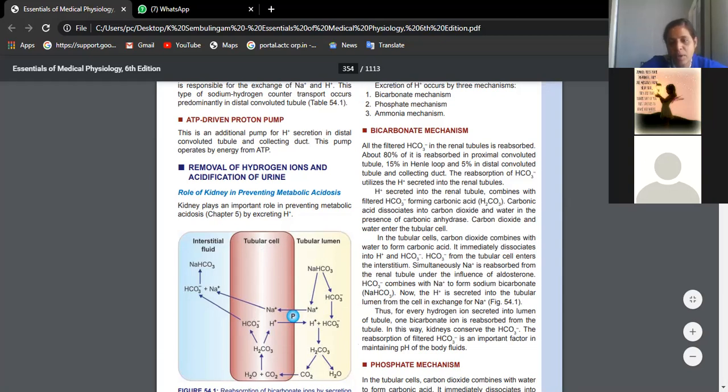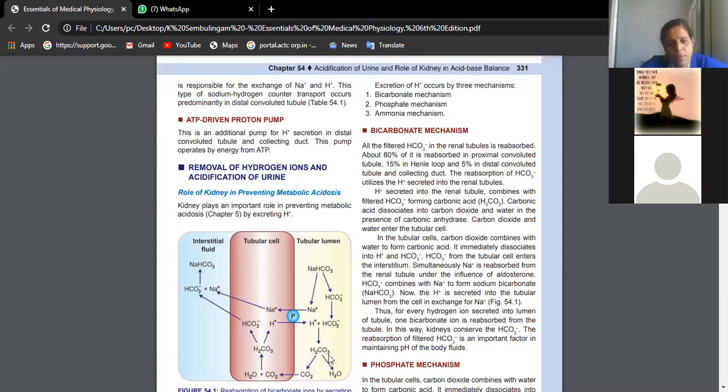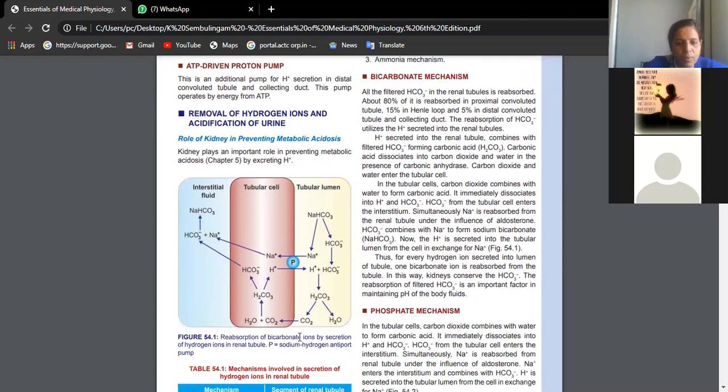This is the universal formula, no? CO2 combines with H2O to form H2CO3. So now this is the reverse of the reaction. CO2 is now going into the tubular cell, and finally it is absorbed into interstitial fluid. This you just elaborate for 3 marks. That is bicarbonate reabsorption, reabsorption of bicarbonate ions.